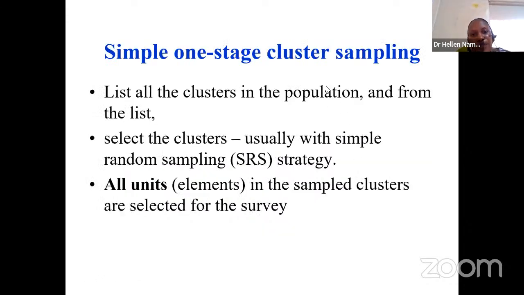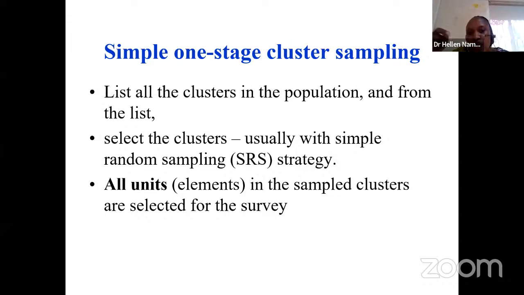Okay, so there is what we call the simple one-stage cluster sampling. In this one, like I said, you list all your clusters. Like in the other example we had, where we had 6 clusters and we chose only 2 clusters to act as our sample. So you list them all and then you select from the list. In case you select the clusters, you usually do it by a simple random sampling strategy.